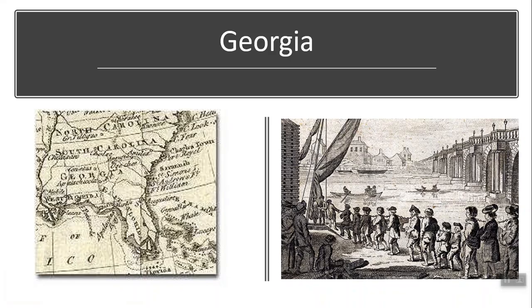And then, of course, Georgia, which is our penal colony or our debtor colony. It was to move poor people or debtors to America. It was also a defense against the Spanish and a buffer zone between profitable South Carolina and Florida. It was the last colony to be established, in 1752.